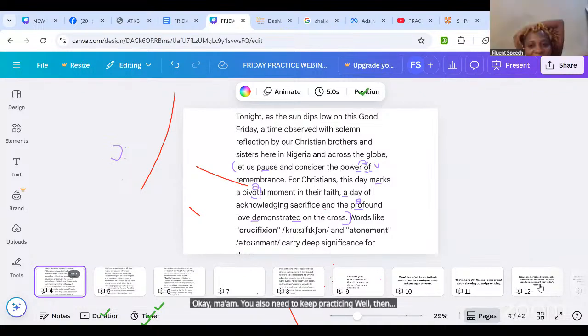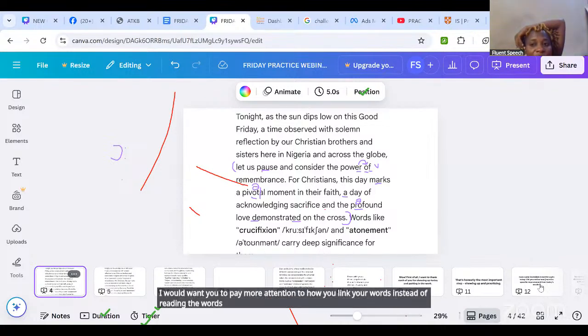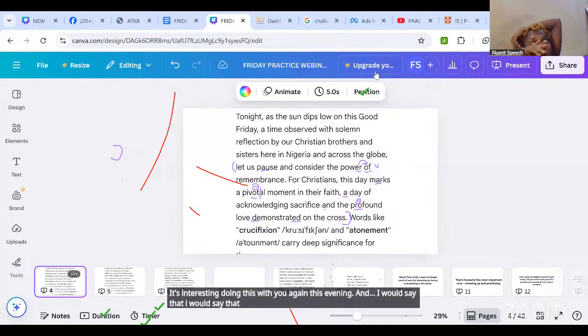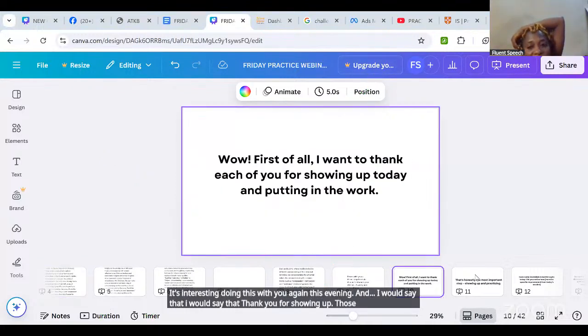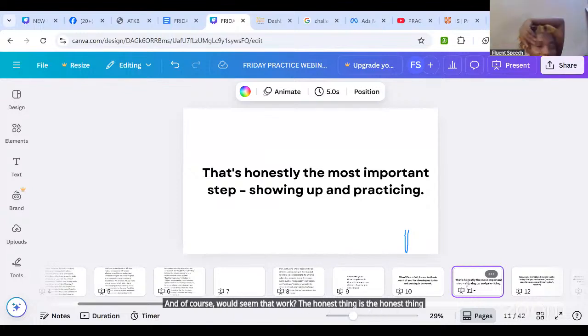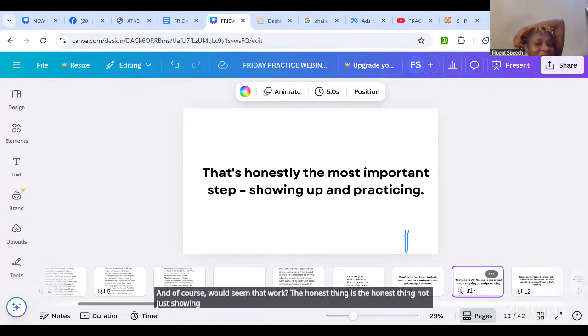Gradually moving. Well done, ma'am. I would want you to pay more attention to how you link your words. Instead of reading the words one after the other, you expect to link them. So well done, everyone. It's interesting doing this with you again this evening. Thank you for showing up, those that are not in the academy and those that are in the academy. And of course, put in the work. The honest thing is not just showing up, but then practicing.